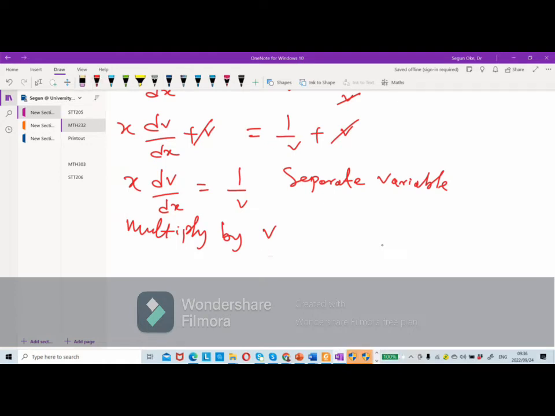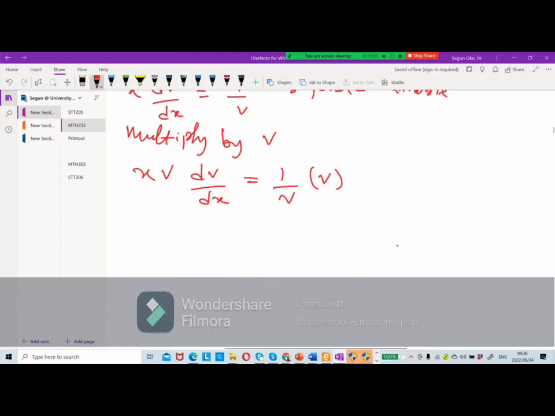Okay, but let's do it one after the other because some people don't understand what we are doing. Let's multiply through with v first. So we have x, v dv dx equals v over v. Are you getting it now? Let me put it this way so that people will understand what we are doing. Multiply by v. So all of us, we agree we multiply by v.